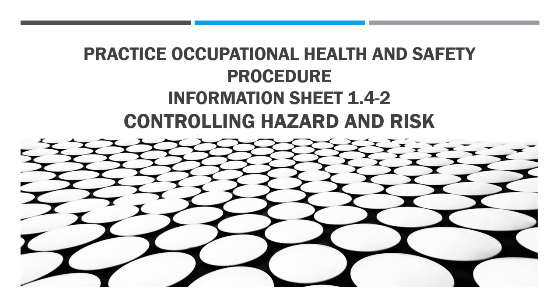Practice Occupational Health and Safety Procedure. Information Sheet Number 1.4-2. Controlling Hazard and Risk.